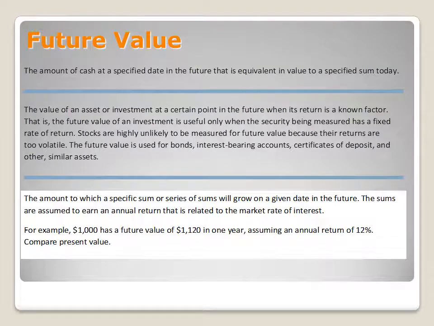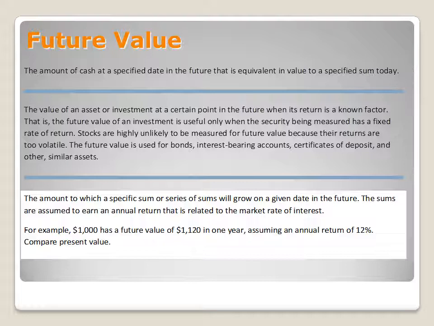Now, future value is the polar opposite of present value, whereas a future value asks the question, how much is this amount of money that I have in my hand today worth at some specified date in the future? Whereas present value says, okay, I want to know how much a future value would be worth today. So both are projections, but going in two different directions.